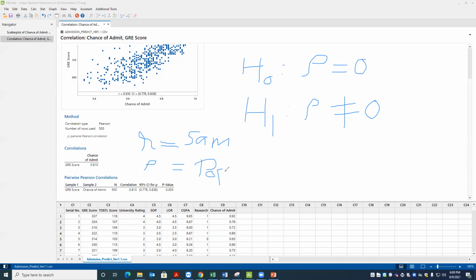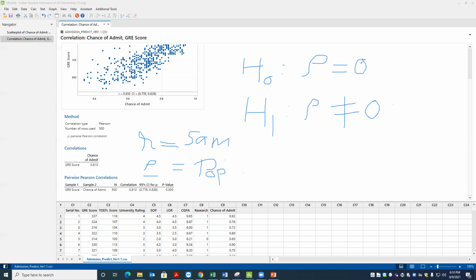So based on this sample of 500, we are generalizing to the rho of the entire population of all 22,000 students, to see whether the correlation between chance of admission and GRE is significant or not. So the null hypothesis says rho equal to 0, the alternative says not 0.